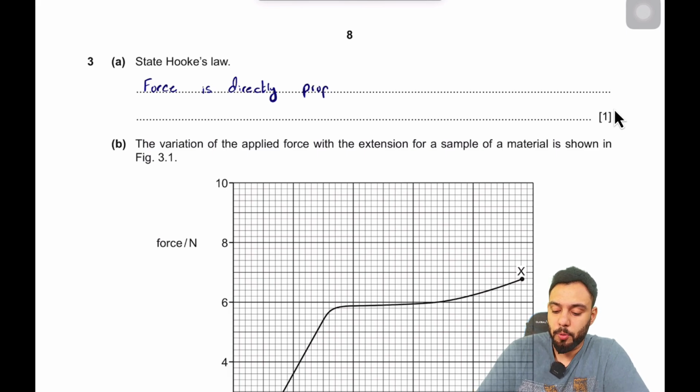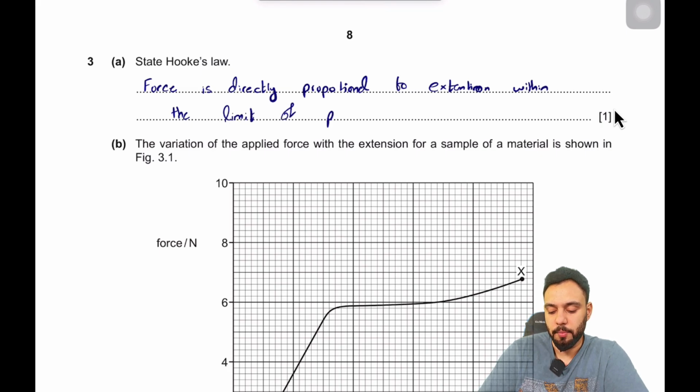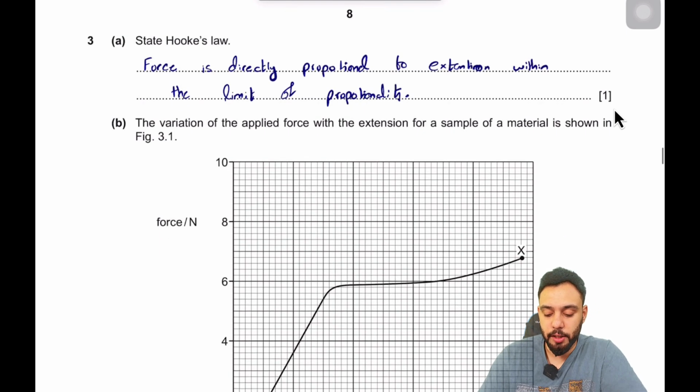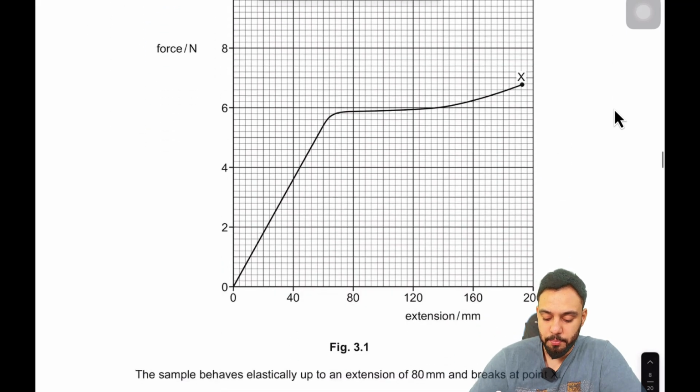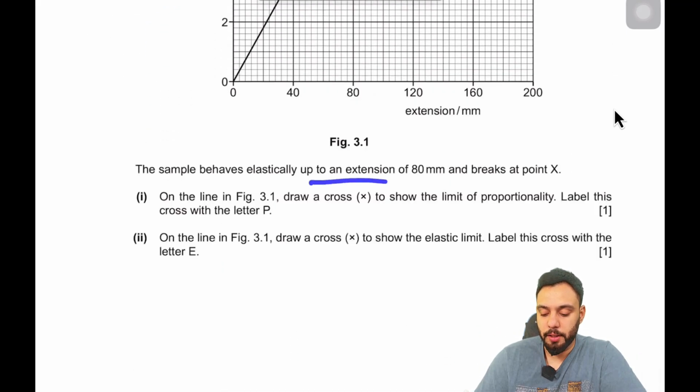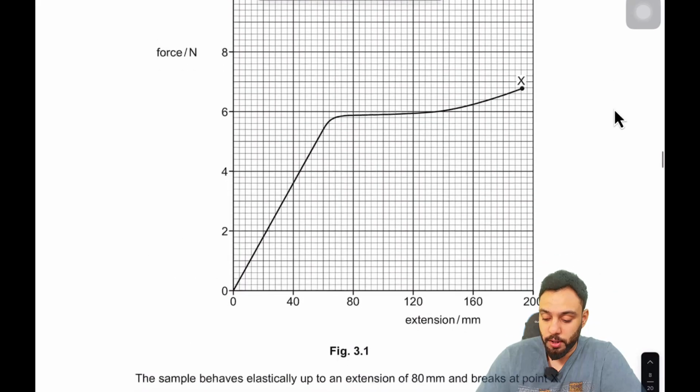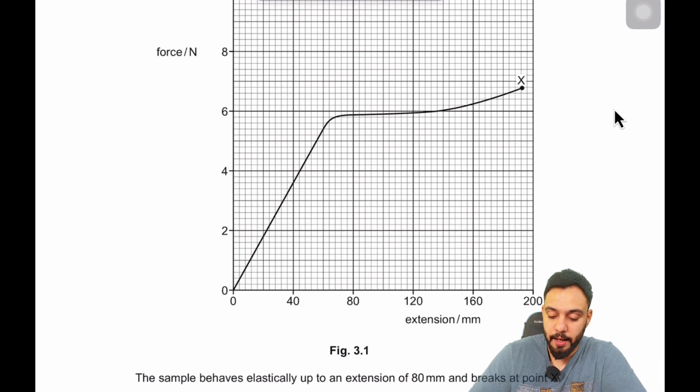Directly proportional to extension within the limit of proportionality. Okay. All right. For the next one, they're saying that the variation of the applied force with extension of the sample of the material is shown in figure 3.1. The sample behaves elastically up to an extension of 80 millimeters and breaks at point X. So till 80 millimeters, the sample behaves elastically.